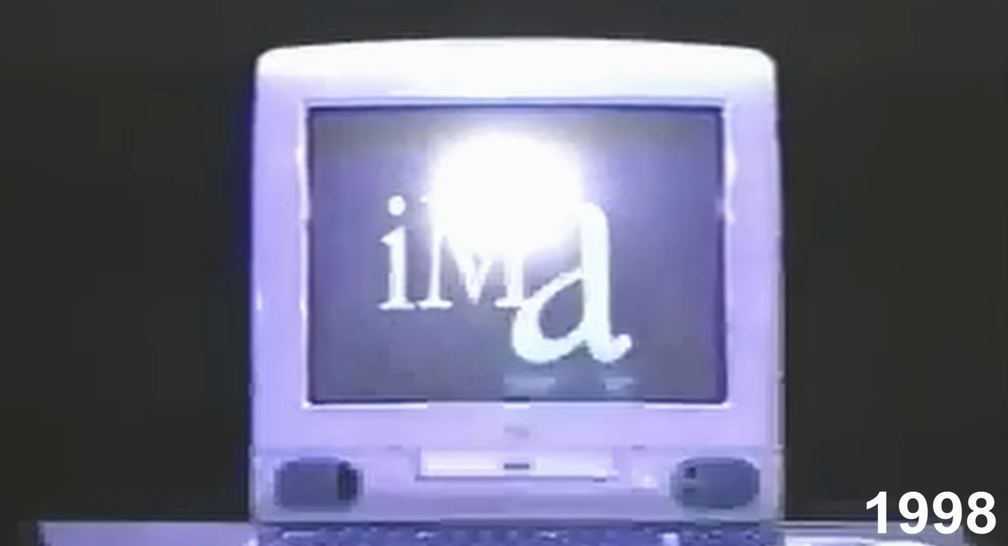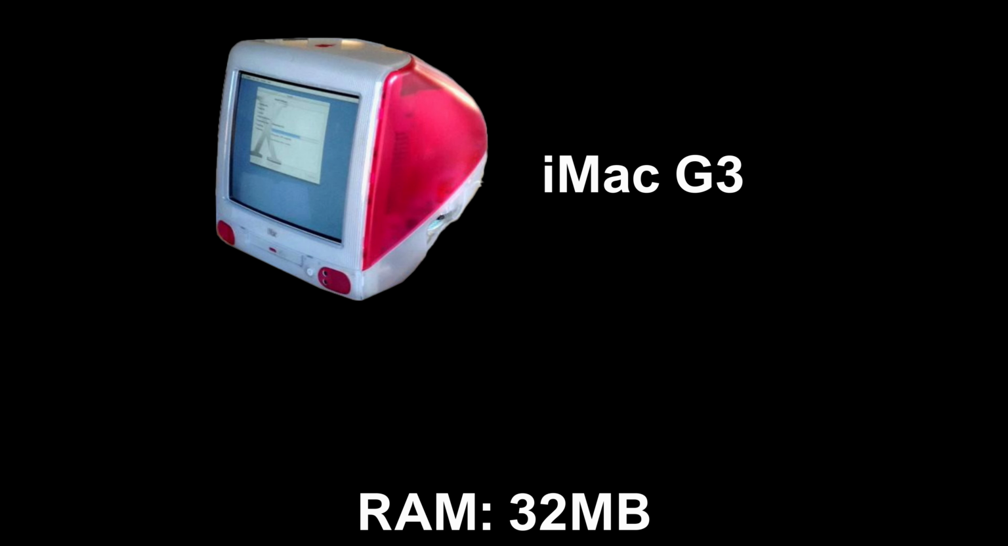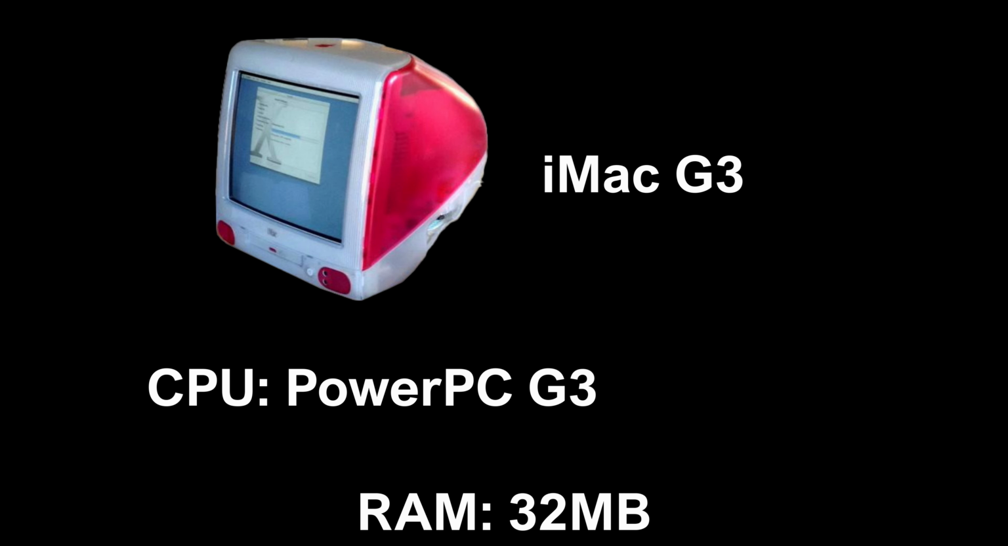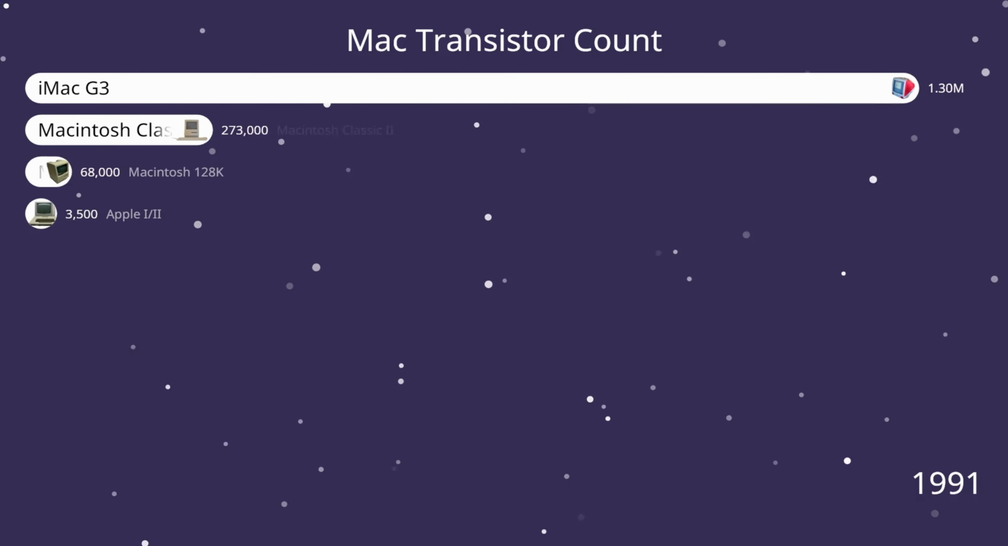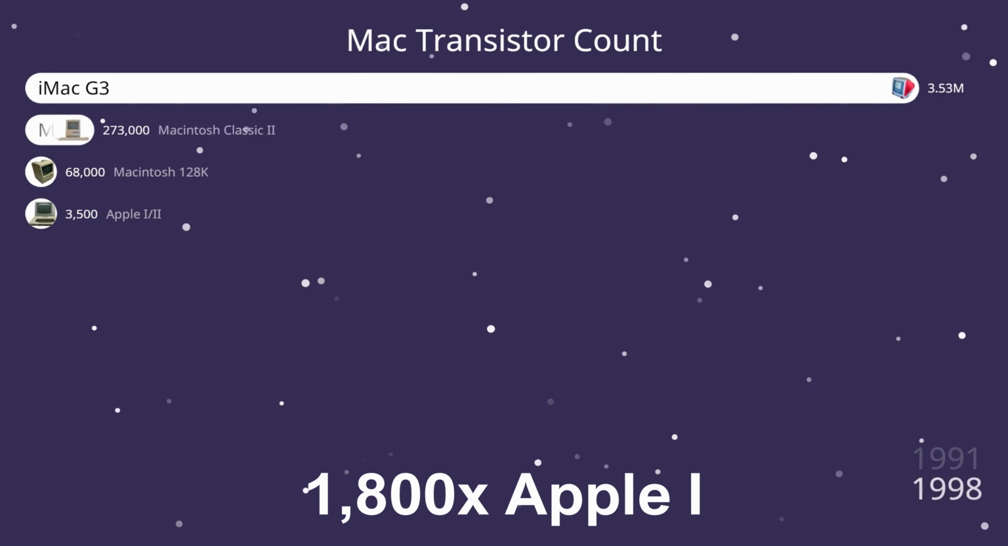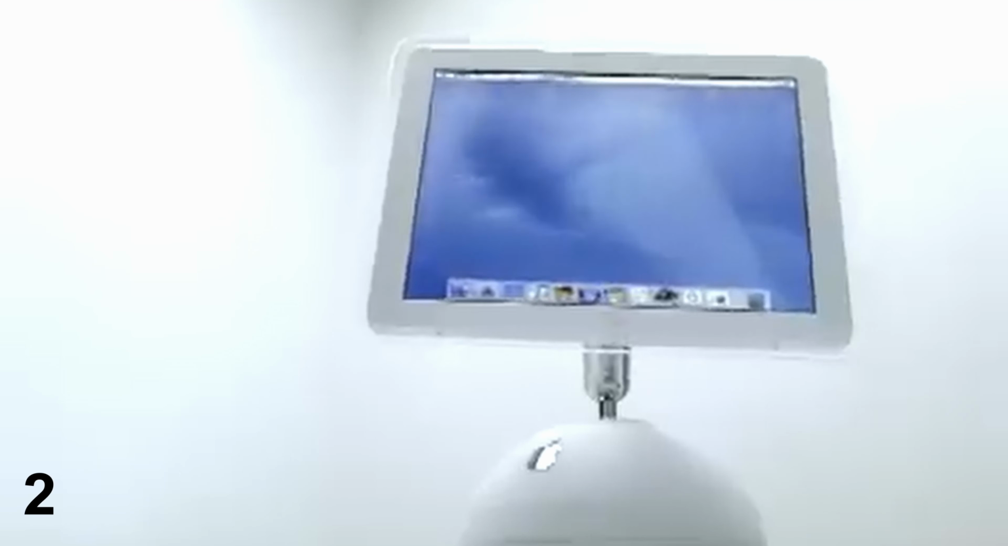The iMac G3 in 1998 had a new vibrant design and was the first major release after Steve Jobs returned to Apple. It had 32 megabytes of RAM standard, and its PowerPC G3 processor contained about 6.35 million transistors, with a 233 megahertz clock speed. By this point, we have nearly 1,800 times the transistors we started with.